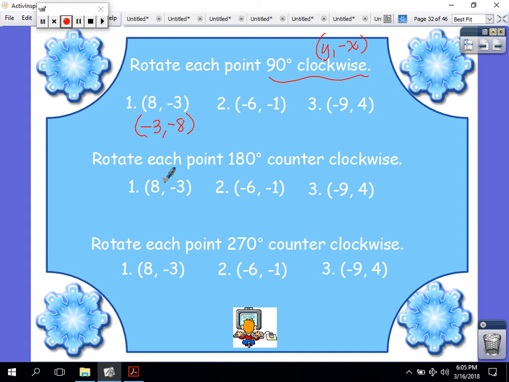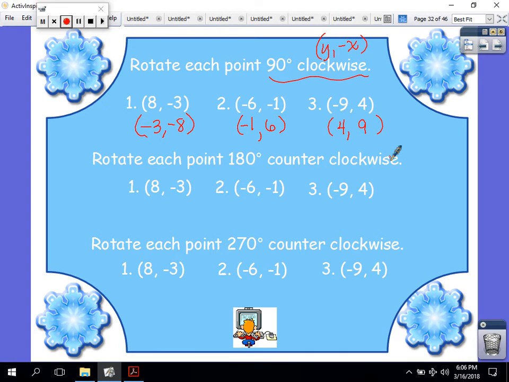Number 2. All right, so -6. I'm going to go ahead and draw my parentheses and my comma. That kind of helps. So -6 is going to go into the second position and become its opposite. So -6 becomes +6 here. And -1 is going to go into the y position and stay its value. Number 3, the y value is going to come first. So 4 is going to come up here in the front. And -9 is going to go to the second position and change to its opposite. So that becomes +9. So the new point is 4, 9.